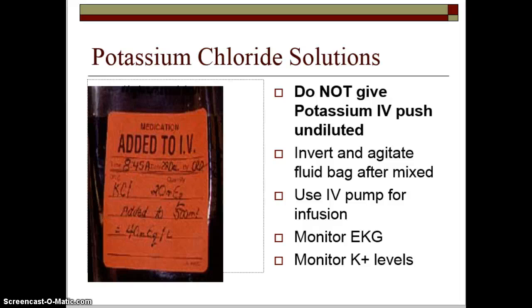We want to always monitor your heart, your EKG, and your potassium levels. And a patient that comes in hypokalemic, we will oftentimes do like a 5-hour potassium replacement and then get a potassium level after that is done. But we administer it very slowly and always diluted in something else.